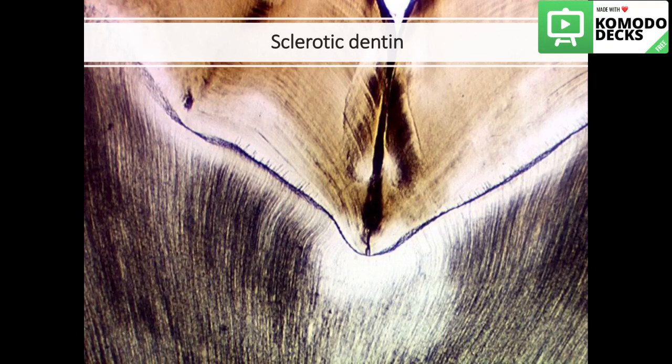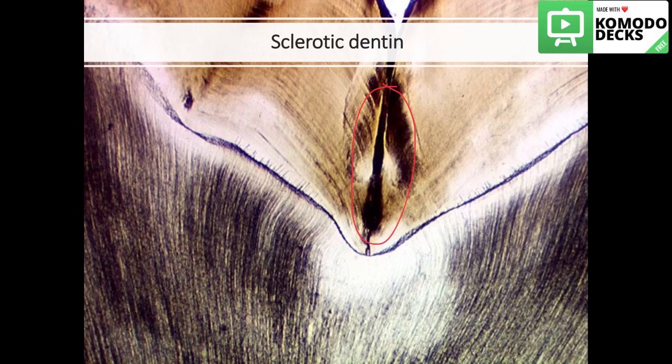So what happens if we have slow-growing stimuli like this fissure caries or like attrition? What happens is the tubules are occluded by dentine, which gives us this area that lacks structure and is transparent, and we call it sclerotic dentine.